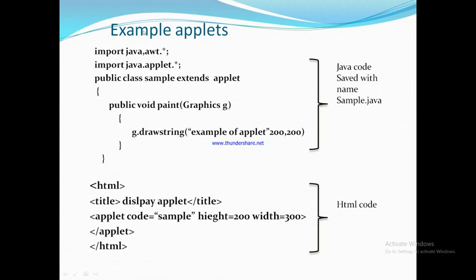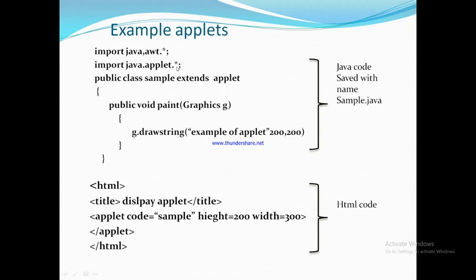Here we see the example of an applet program. The first one is the Java code and the other one is the applet code. Firstly, for writing Java code, we have to import these packages. First one is java.applet.Applet and the second one is java.awt. Sorry, here we wrote something wrong.